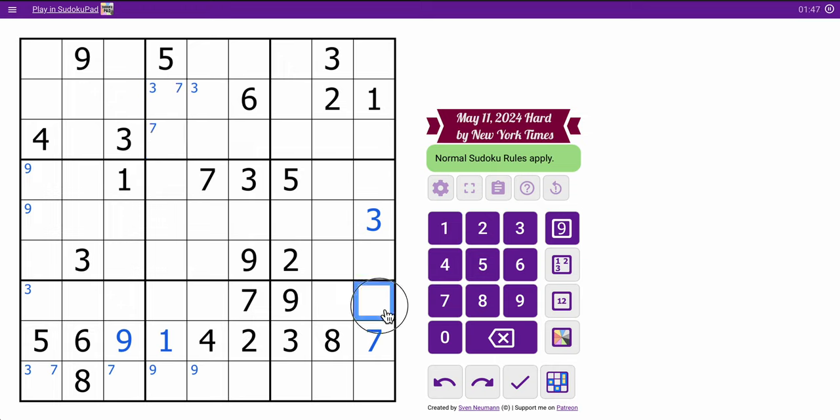2 must go in one of those two spots. 5, 3, 8, 1, 7. Otherwise, I think I'm done. Yep.